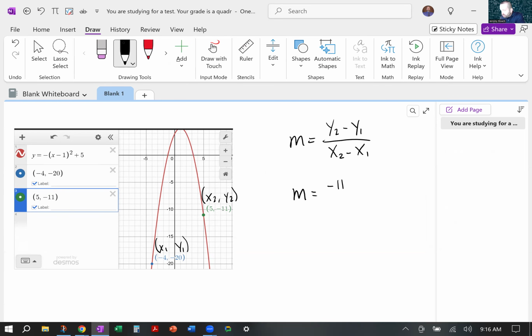So -11 minus -20, and then x2 is 5 minus x1 is -4. We have some double negatives going on here, and we just have to simplify those correctly. So -11 plus 20 over 5 plus 4. So m equals -11 plus 20 is 9, and 5 plus 4 is also 9. So our slope, or our average rate of change, is just equal to 1.